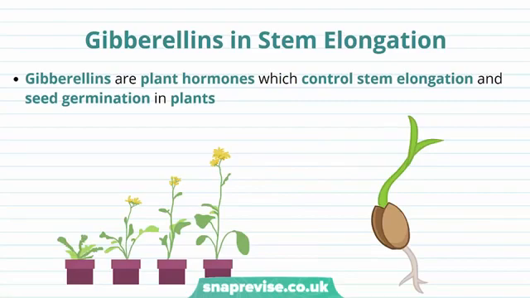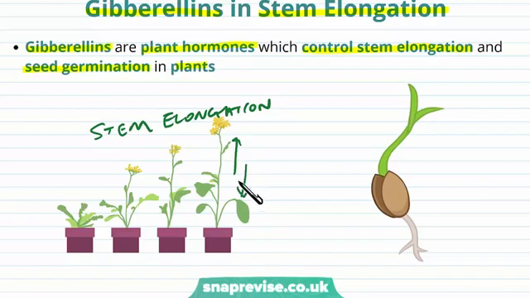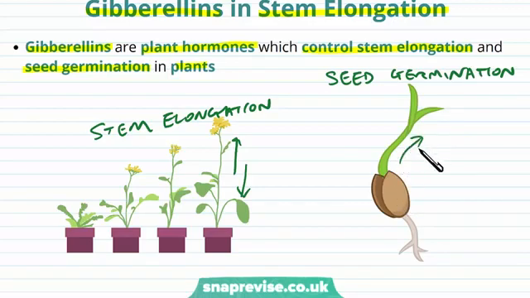Another important group of plant hormones are known as gibberellins, and they're important in the process of stem elongation, so making the stem longer. So gibberellins are a family of plant hormones, and they control the stem elongation process and also seed germination in plants. Stem elongation is referring to the idea that the stem can increase in length and make the plant grow taller, and seed germination refers to the hatching of the seed to grow a stem and begin growing its roots as well, so that it can start developing into a plant.